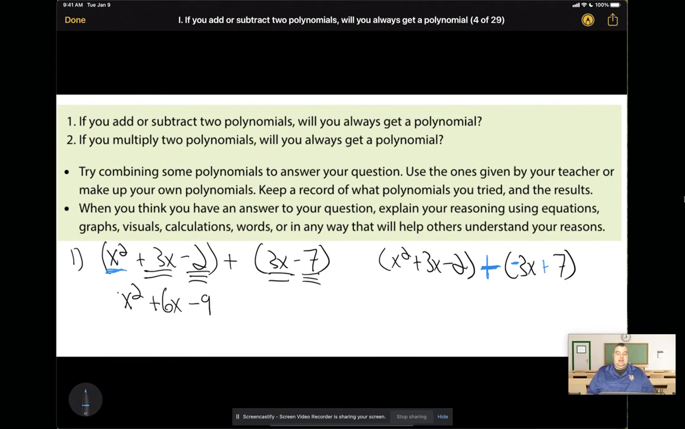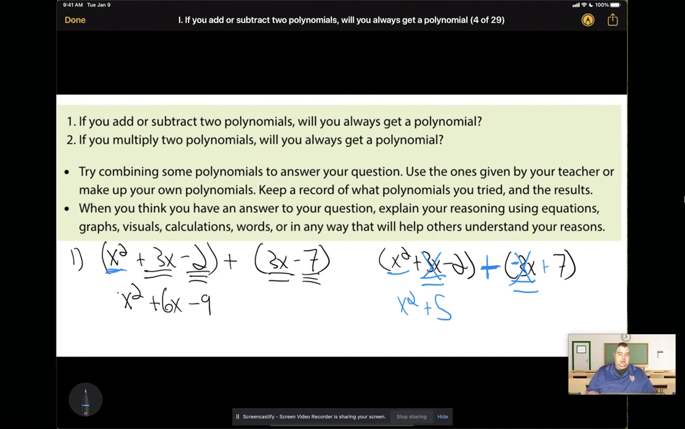Once I do that, I'm going to treat it like it's an addition problem. So I'm going to start at x squared, nothing to combine it with, so I'll bring it down. Next, I have 3x and negative 3x. But what's interesting about that? 3x and negative 3x becomes 0x, so that's actually going to cancel out. Okay? And then negative 2 and positive 7 is going to become positive 5. So I end up with an answer of x squared plus 5.